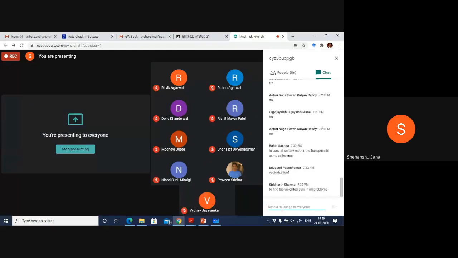That's not an application. Vectorization. Don't throw keywords at me. Dual. No. All right. To find the weighted sum in machine learning problems. What does that mean?